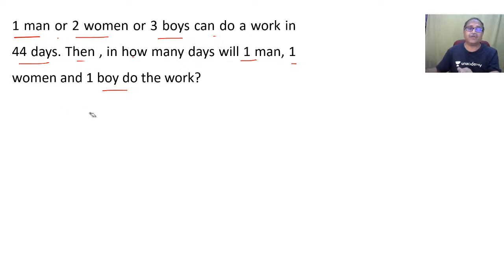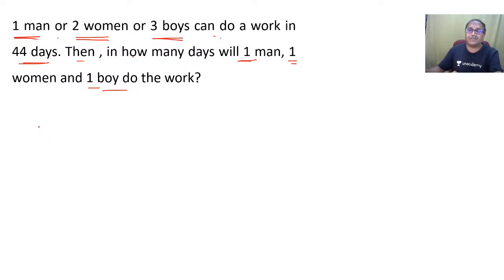So can you please answer the question? How do we answer the question here? Come on, my friends. How do we answer the question? 1 man or 2 women or 3 boys can do a work in 44 days. Then in how many days can a man, a woman and a boy do the work? So how do we do it?